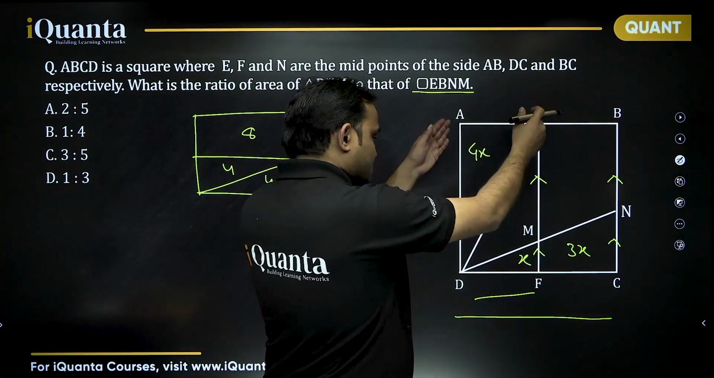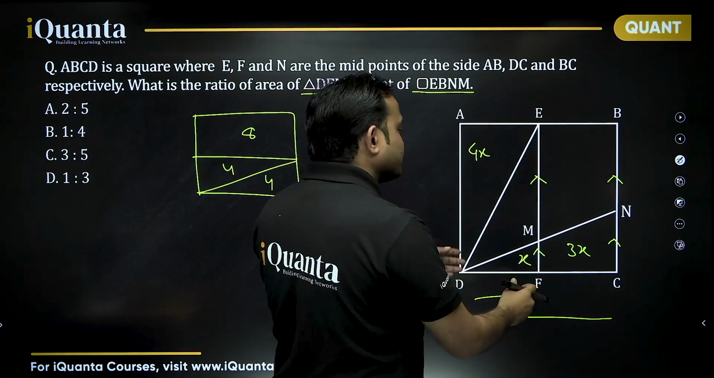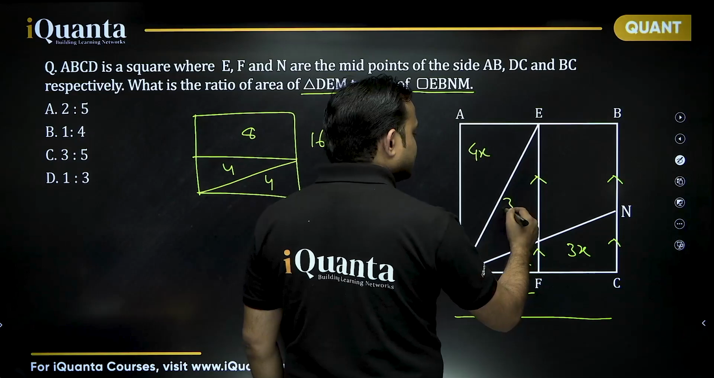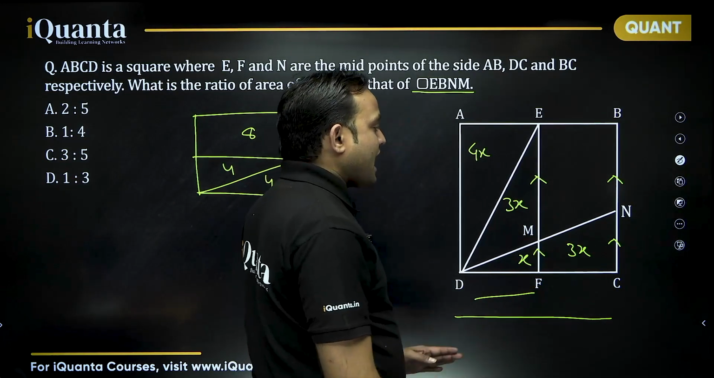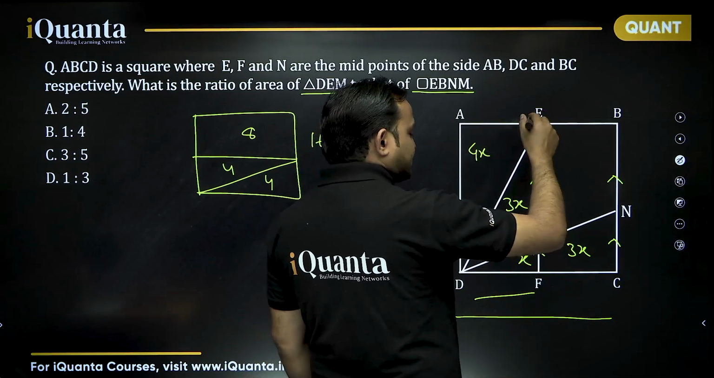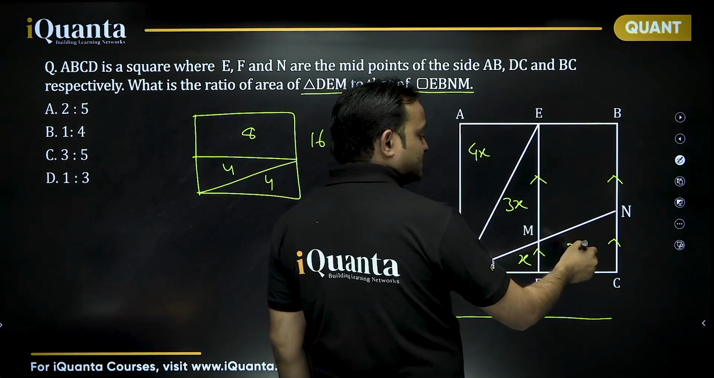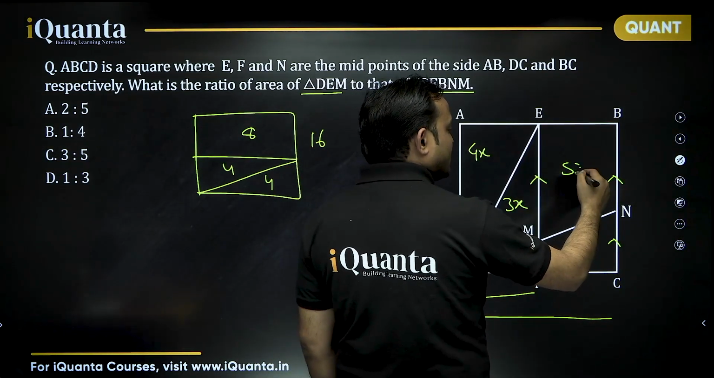And this half square must be double of this, which is 8x, 4x, x, 5x. So this must become 3x. And the rectangle EFCB, area of this will also be 8x. We already have 3x. This must be 5x.